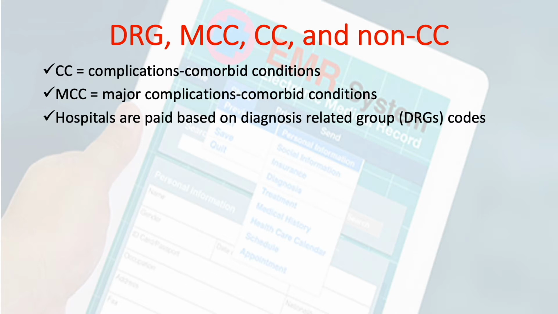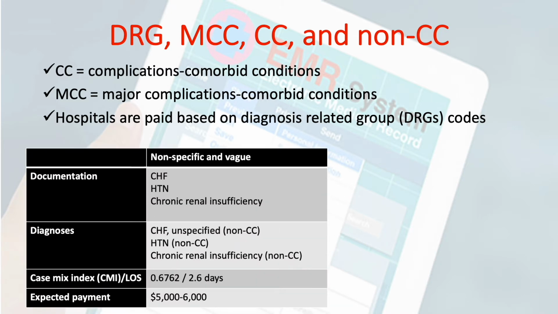Let's assume that you are taking care of a patient with hypertension and chronic kidney disease who is admitted for heart failure exacerbation, and this is what was documented. In the documentation, it's mentioned that the patient has CHF, hypertension, and chronic renal insufficiency. That's the main language or terms used in the note.